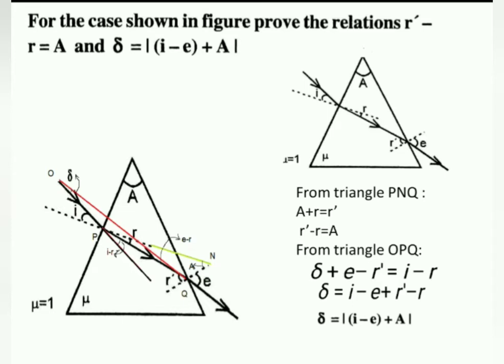So from the geometry of the triangle, look at the second diagram. In the second diagram, I have extended the emergent ray backward with a red line. Angle of deviation is delta. Extend the dotted line normal by a green line. Point of intersection of normals is capital N. So from triangle PNQ, exterior angle should be equal to the sum of interior opposite angles. Similarly, from triangle OPQ, exterior angle is equal to sum of interior opposite angles. Okay, when you use these two, you can prove these conditions.